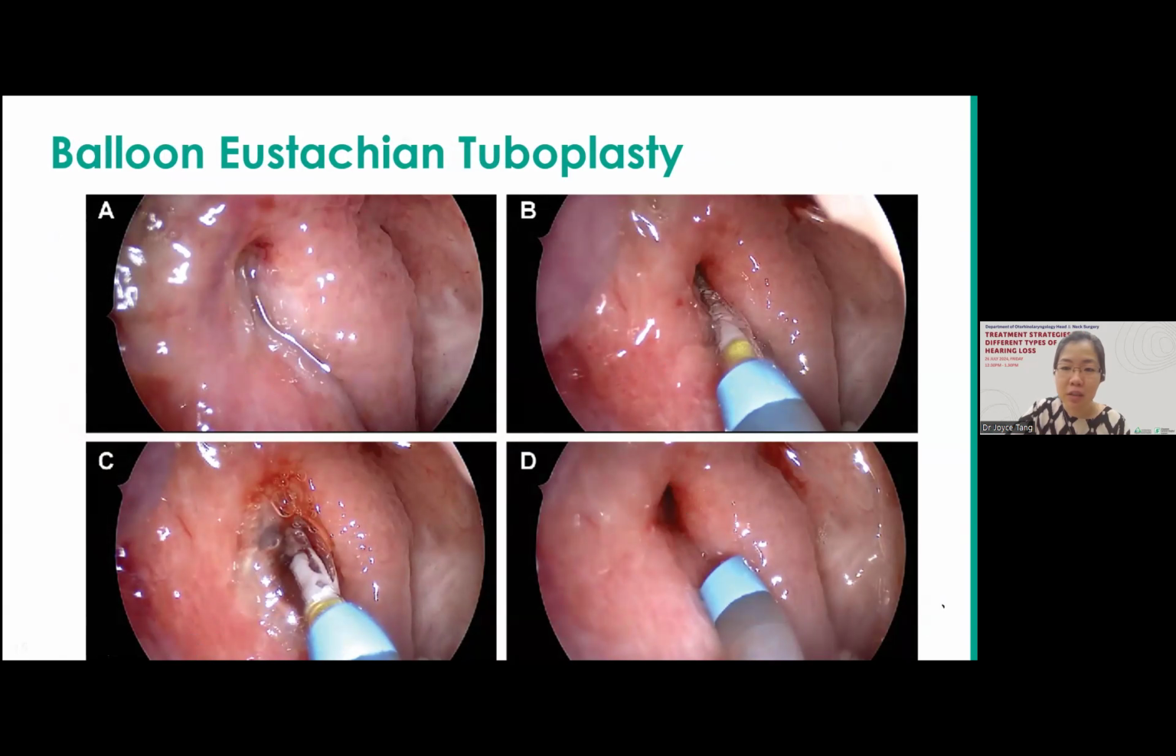This procedure, most of the time, can be done in the clinic as well under local anesthetic, which means we just numb your nose region. And it's only about, as I mentioned, the balloon takes about 2 minutes, and the numbing process will take about 15 minutes to half an hour.